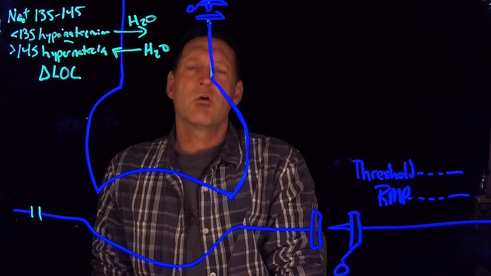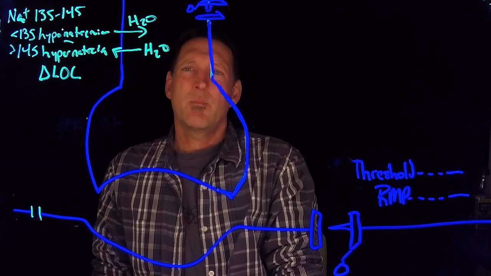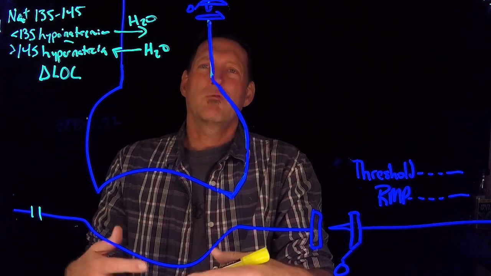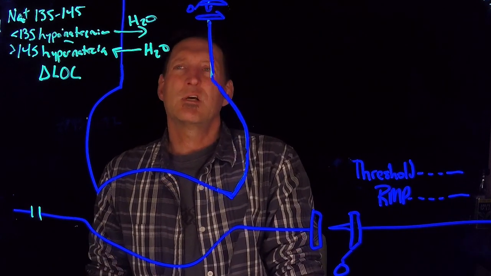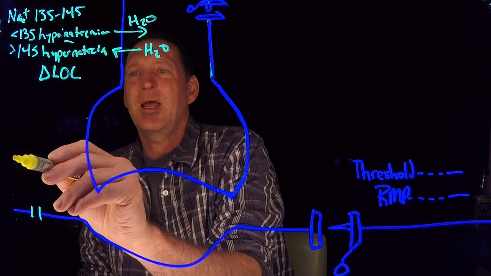Now that's what happens in neurons. Down here in muscle, what happens is muscle weakness because we're pulling water from the cell or adding water to the cell. The next thing I want to look at is potassium.